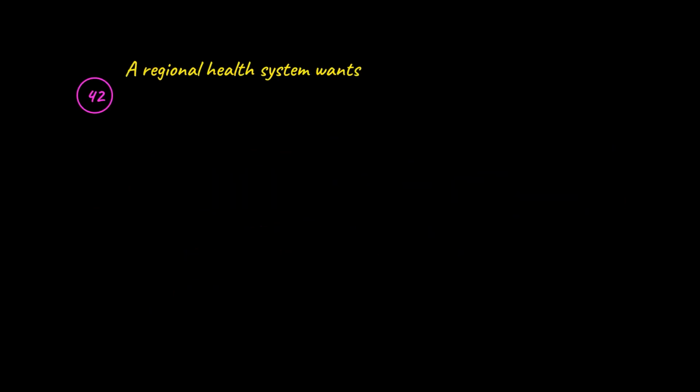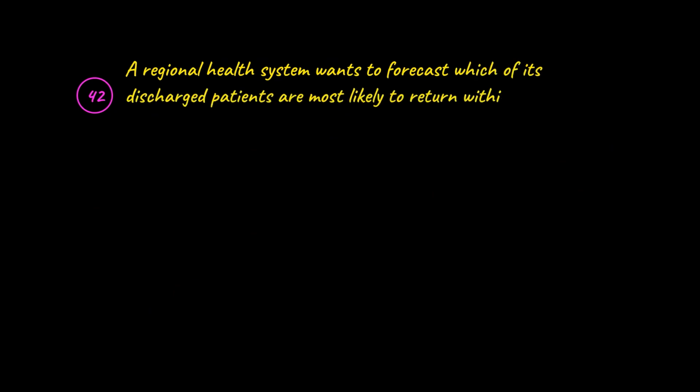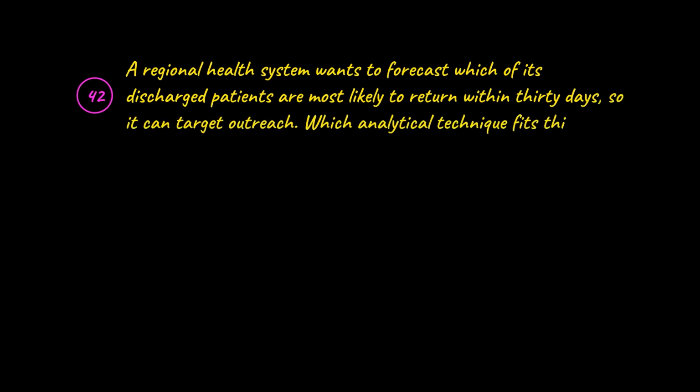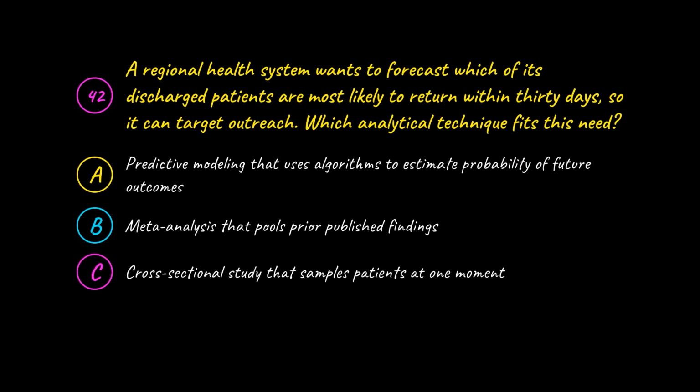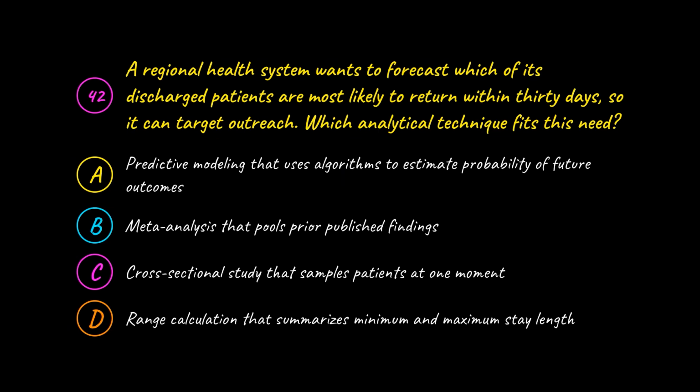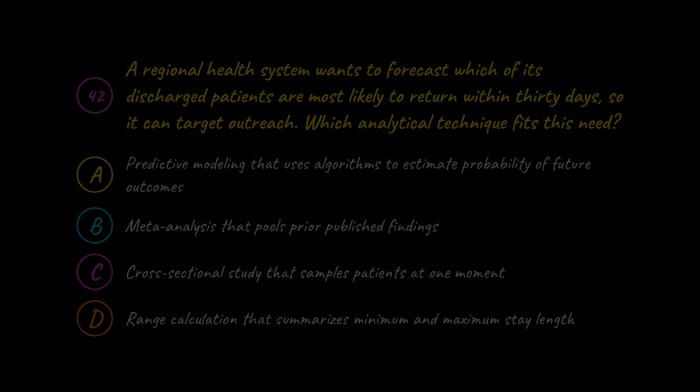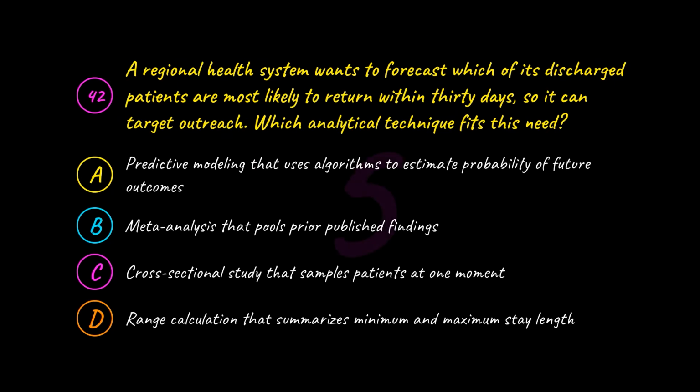Question 42. A regional health system wants to forecast which of its discharged patients are most likely to return within 30 days, so it can target outreach. Which analytical technique fits this need? Your options are A. Predictive modeling that uses algorithms to estimate probability of future outcomes. B. Meta-analysis that pulls prior published findings. C. Cross-sectional study that samples patients at one moment. D. Range calculation that summarizes minimum and maximum stay length. Take a second. Which answer would you pick?